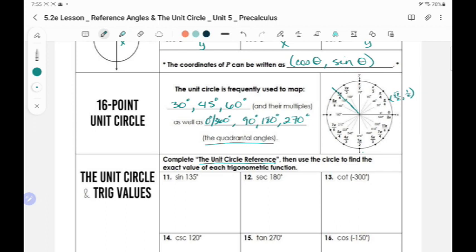So you need to know the y value at 135 degrees, and that is square root of 2 over 2. Another good thing that you can remember is sine is positive in quadrant 1 and 2, so we knew this answer has to be positive.